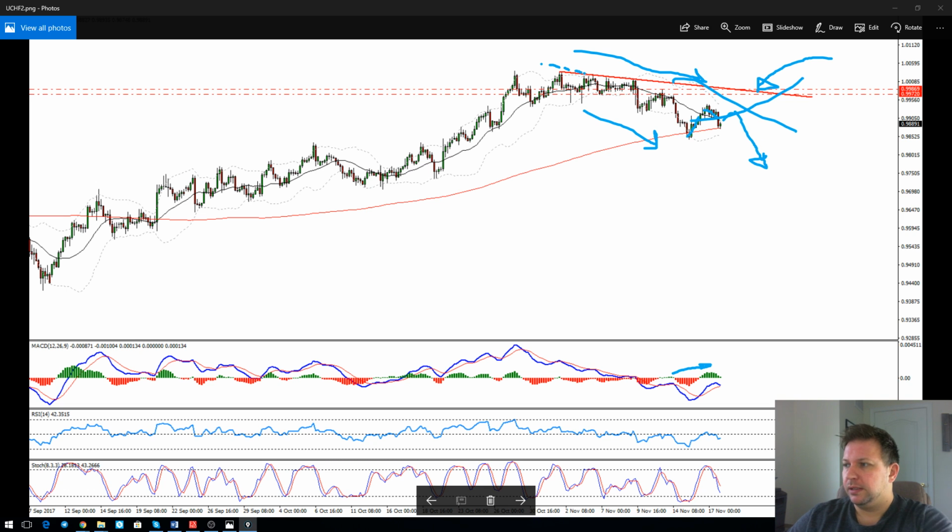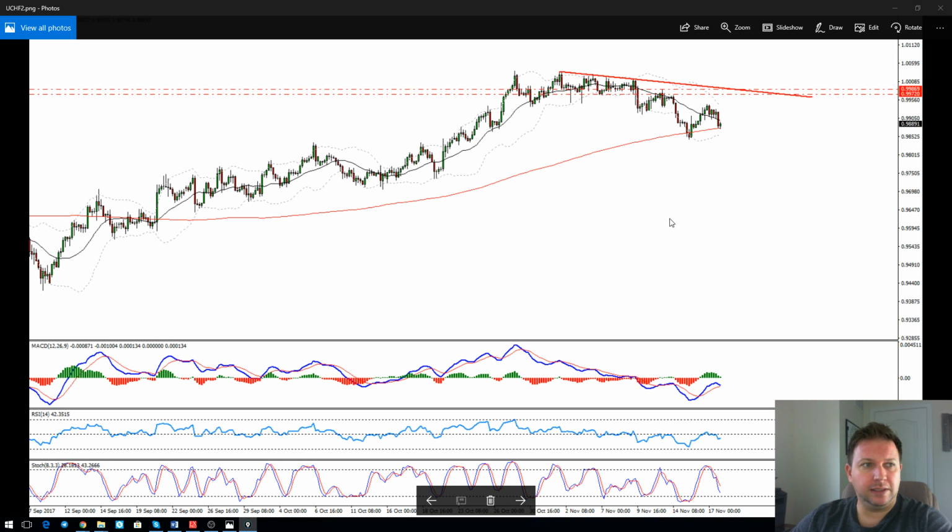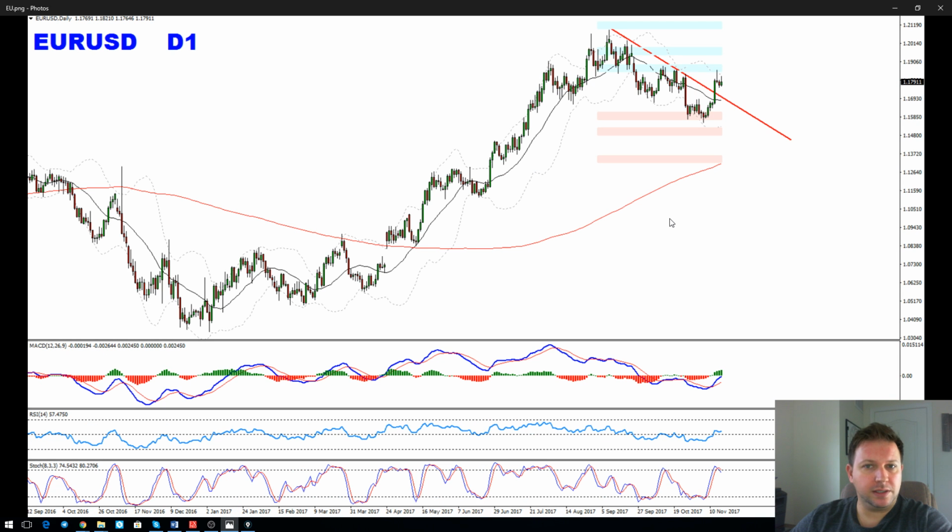The next pair I have on the list is the euro dollar. The euro dollar, as you can see, broke the trend line we discussed on the previous week, right?